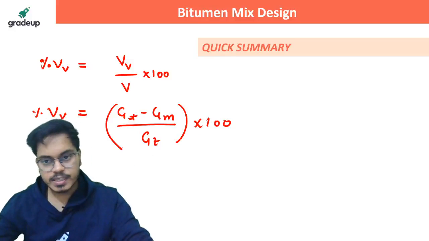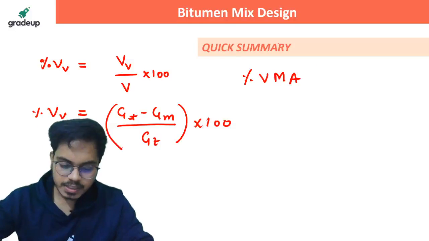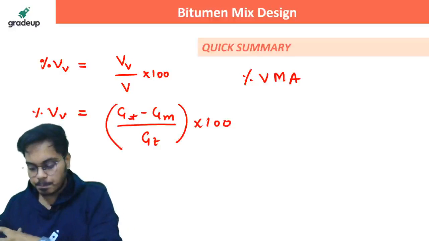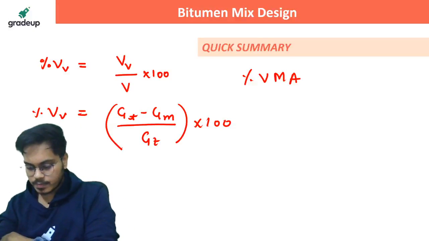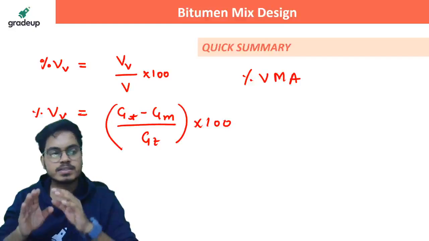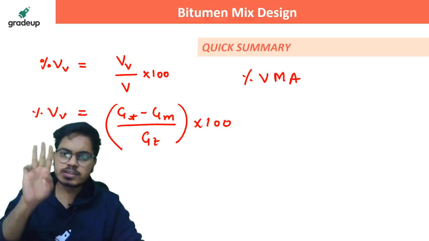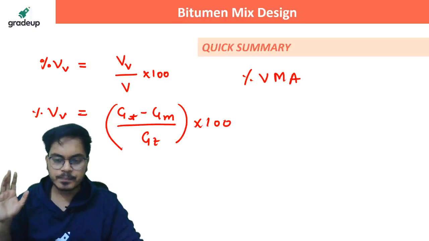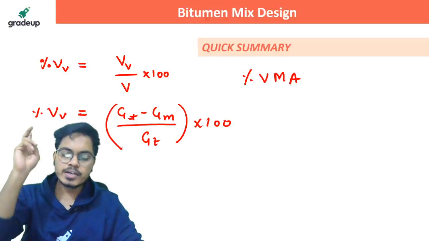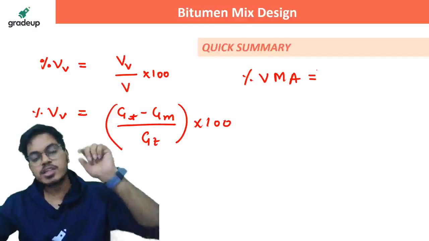Alright. Then there is one more thing known as VMA. What is this? VMA, guys, is the voids in mineral aggregate. Basically the total number of voids in a particular mix is your VMA. So percent VMA means, just imagine guys, there is a hotel. In the hotel there are 50 rooms, right? Out of 50 rooms, in 30 rooms there are some people staying, and in 20 rooms there is no one. So this total number of rooms, which is 50, is actually VMA.